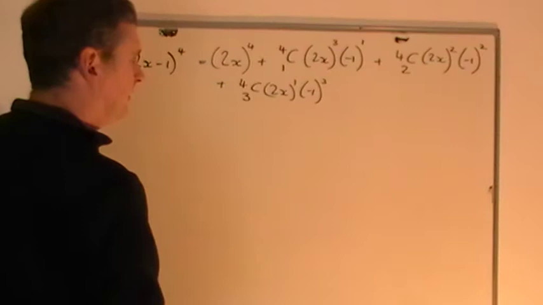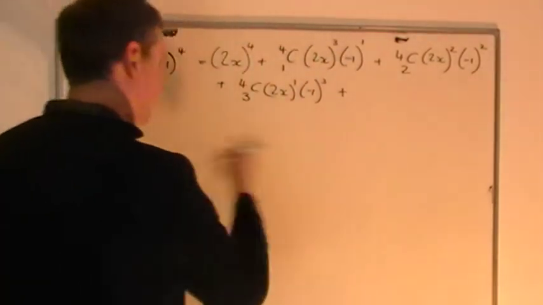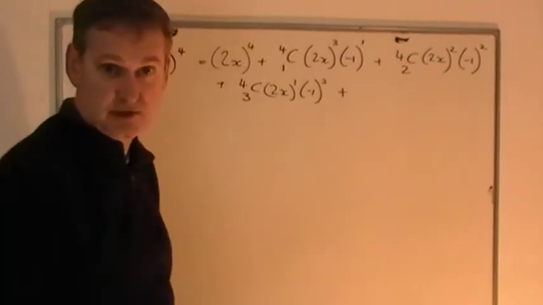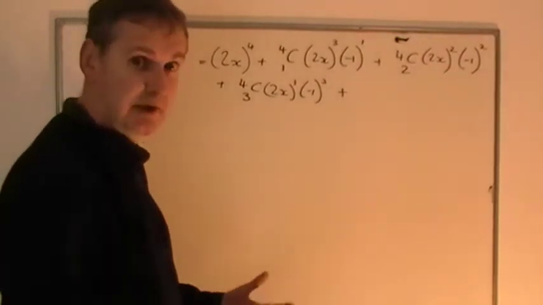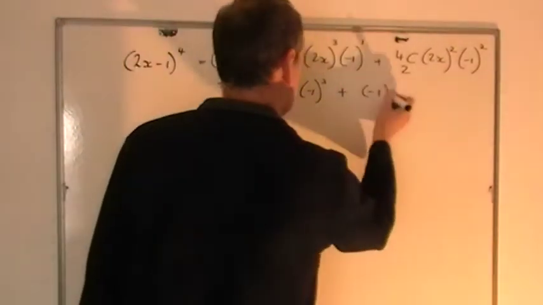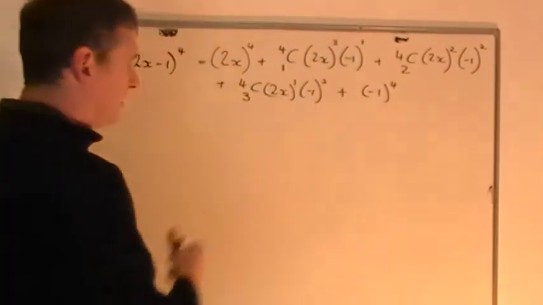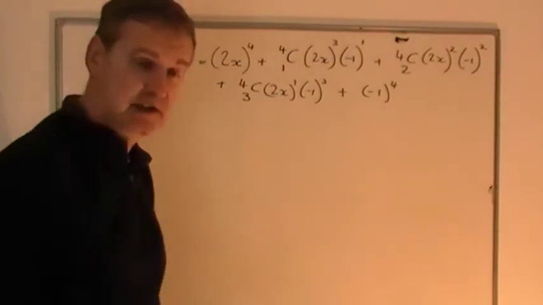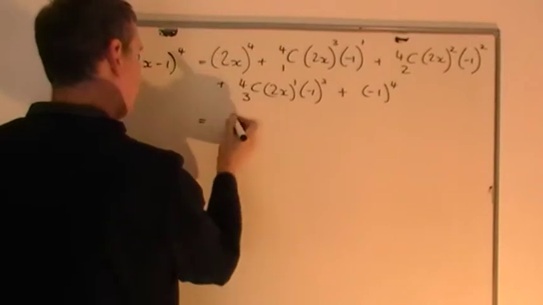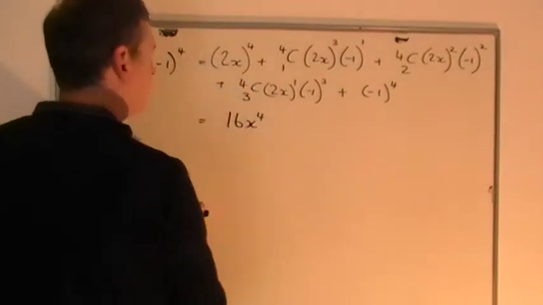Plus 4 choose 3, the 2x now falls to a power 1 and the minus 1 raises to a power 3. Plus the x's now fall to a power 0, so you don't need to put them in because power 0 is just 1 if you think about it, so you multiply by 1. And we're just going to get the minus 1 in a bracket to a power 4. That's the basic expansion. Let's just tally it up. So we get 2x all to the power 4. 2 to the 4 is 16 and x to the 4.